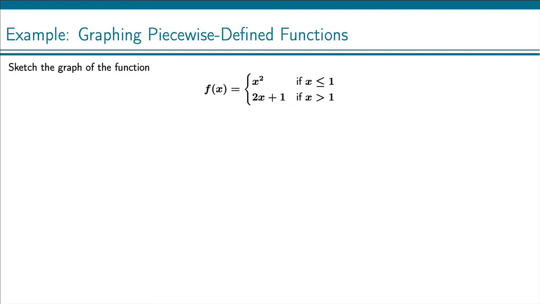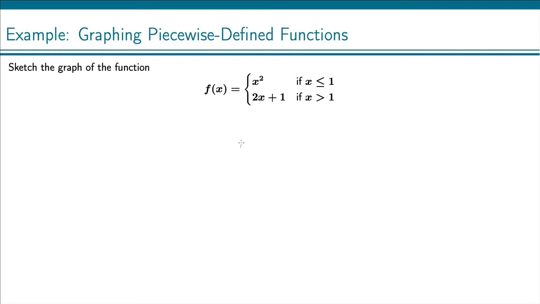Sketch the graph of the function f of x equals this piecewise function: x squared if x is less than or equal to 1, and 2x plus 1 if x is greater than 1. So to graph a piecewise defined function, we just need to sketch each definition separately, but only for those values of x that the function is defined as that.